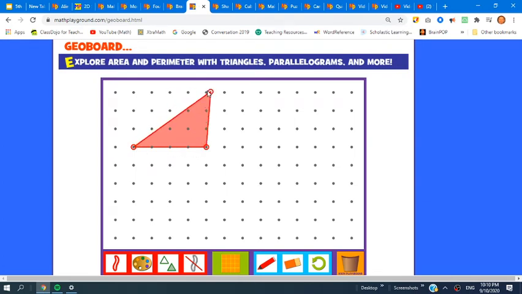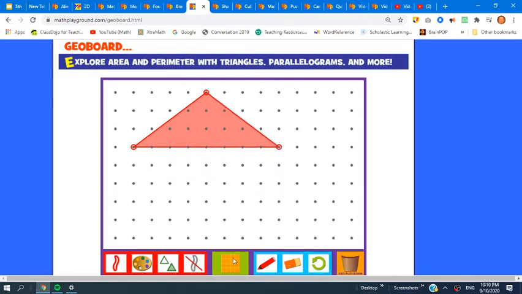I can move this over and make a right triangle. There it is right there. I can also make an isosceles triangle. All right, I think that's an isosceles triangle if I'm not mistaken. Actually, no, it's not. Let me just measure this. 1, 2, 3, 4. 1, 2, 3, 4. Let me move this over. One more. There we go.